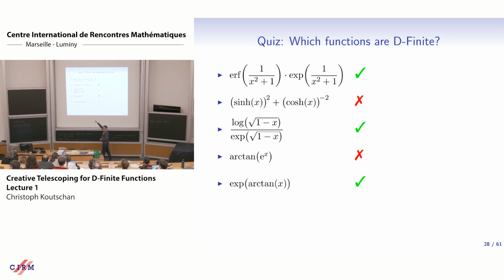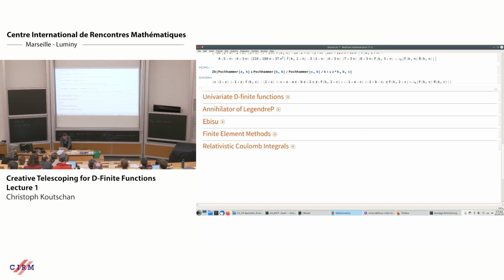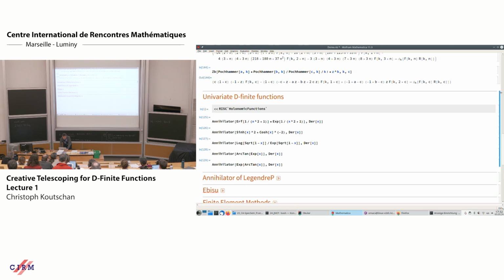So if you look at this exponential, you take the derivative, you get the same exponential times a rational function, and then you can make a relation. Okay? Let's look how this works.